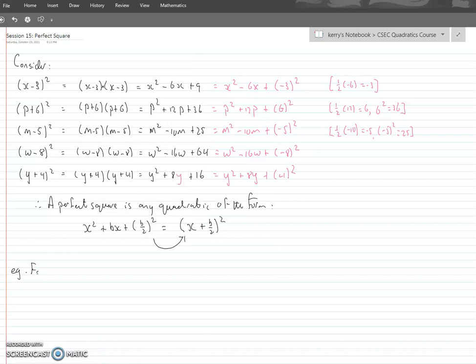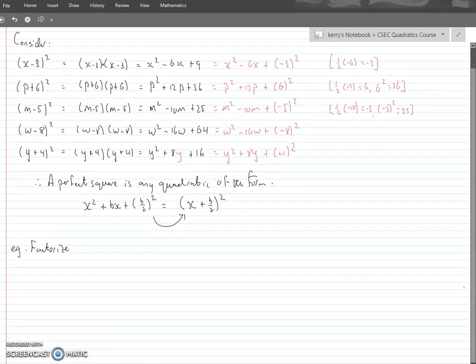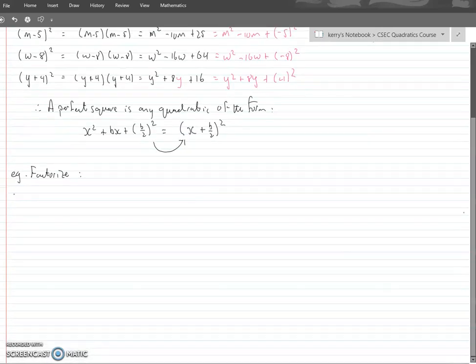Let's say, for example, we want to factorize these quadratics here. All right, so factorize the first one. Let's go with x squared plus 14x plus 49. We know the long way to factorize it: find two numbers that multiply to give you 49 and add to give you 14. But if you could identify that this is a perfect square, you could do this. So let's see. X squared plus, a half of 14 is 7, and 7 squared is 49. So this is a perfect square.